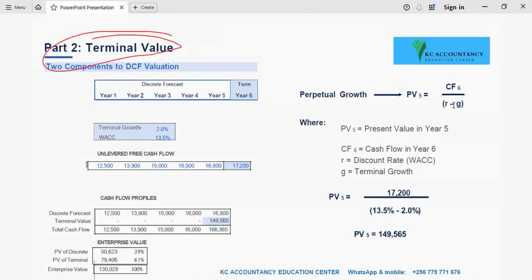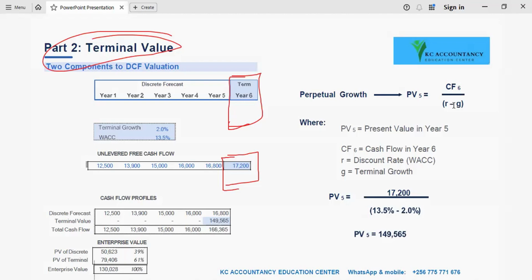This diagram will look the same as the last one we had, but we are focused on year 6. That's where we have a forecast for unlevered free cash flow, the one that we've now put in blue.